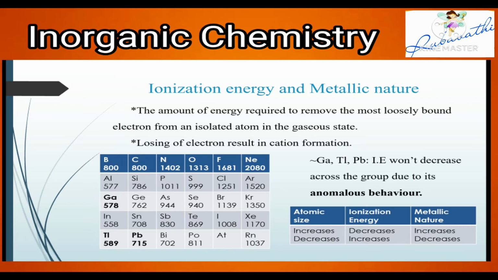Metallic nature. Metallic nature is defined as the tendency of an element to form a cation by losing electrons, known as electropositive or metallic character. In p block elements, with increasing atomic number, atomic size decreases, ionization energy increases, metallic nature decreases. With increasing atomic size, ionization energy decreases, metallic character increases. In case of ionization energy, gallium, thallium, lead decrease across the group due to anomalous behavior.